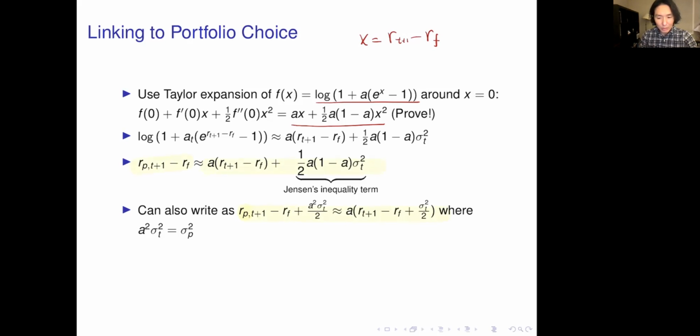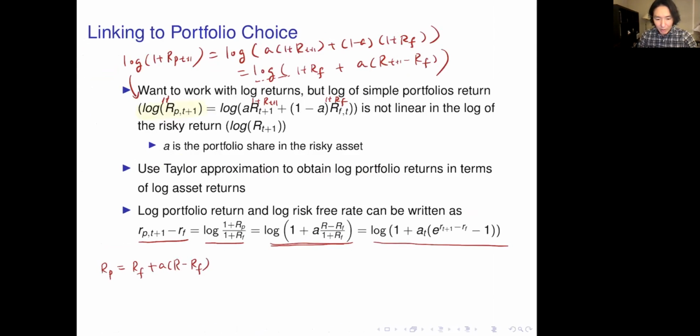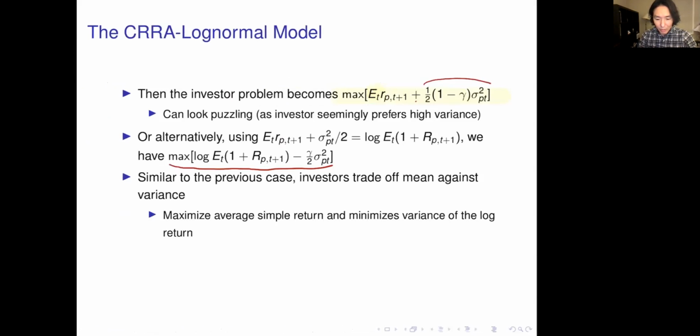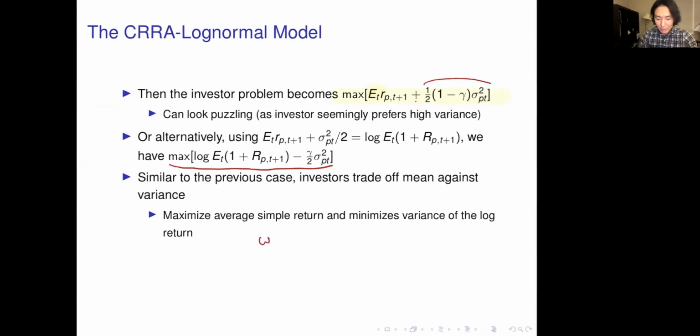So 이걸 왜 한 거죠? What's the whole purpose of this? Because if you go back two slides, our portfolio maximization problem involves RP, which is the portfolio return. But we want to know the investor demand. What do we want to get? We want to get A.